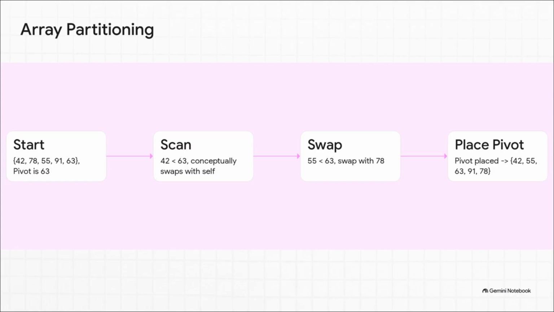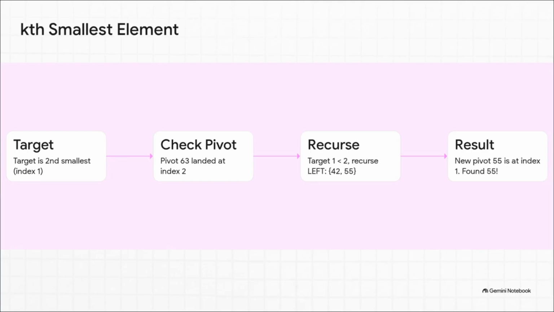Now all elements smaller than 63 are grouped together. Finally, we swap to place the pivot itself right after the smaller elements. The array becomes 42, 55, 63, 91, 78. In C, this uses 2 pointers to gracefully shift smaller elements to the left boundary. Let's move on and see how this builds into an amazing shortcut.